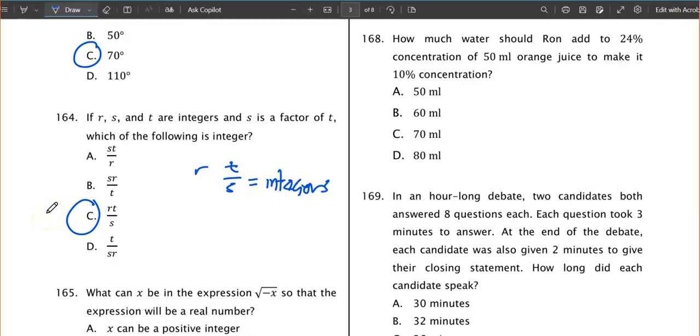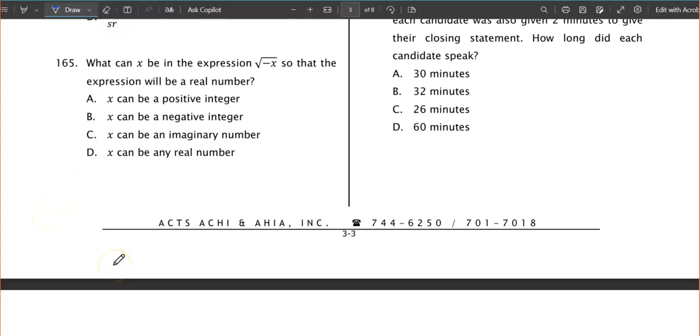165. What can X be in the expression root of negative X so that the expression will be a real number? Always remember, when you have radicals and negative numbers inside, it will give you imaginary numbers. So our goal here is to make the number inside the radical positive. How can we make this positive? That is only if X is negative, right? Because negative times negative is positive. So we have letter B. X can be a negative number.